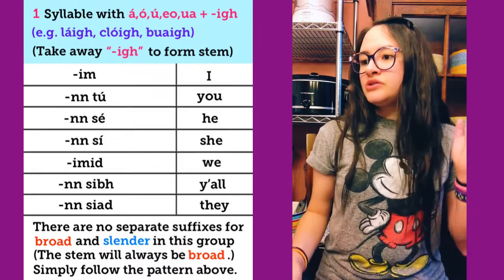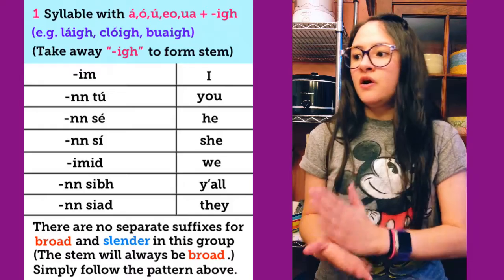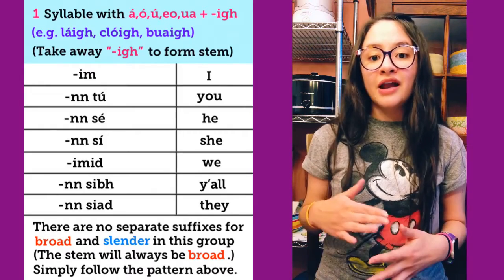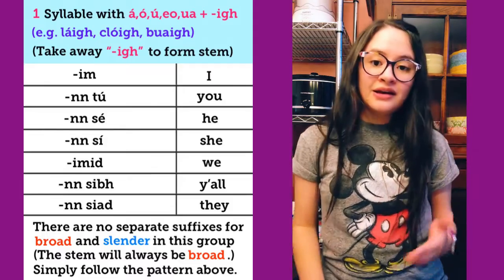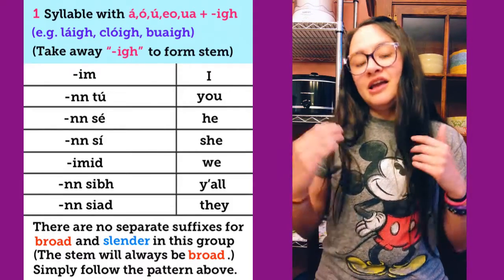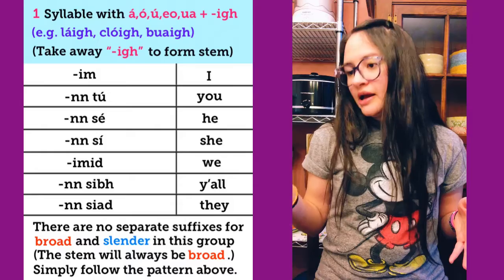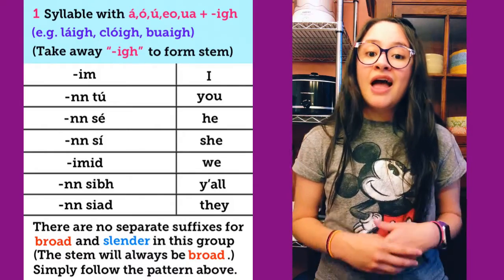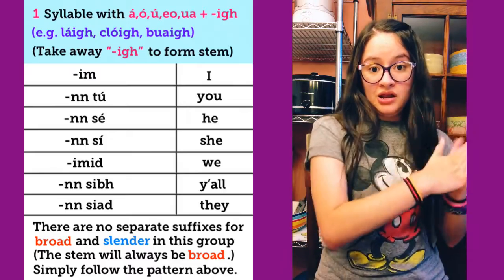But anyway, so I, you, he, she, we, y'all, they. I, you add I am at the end. You add in to. He, in she, in she. We, I am, I, D, y'all, in shiv. And they, in shid.